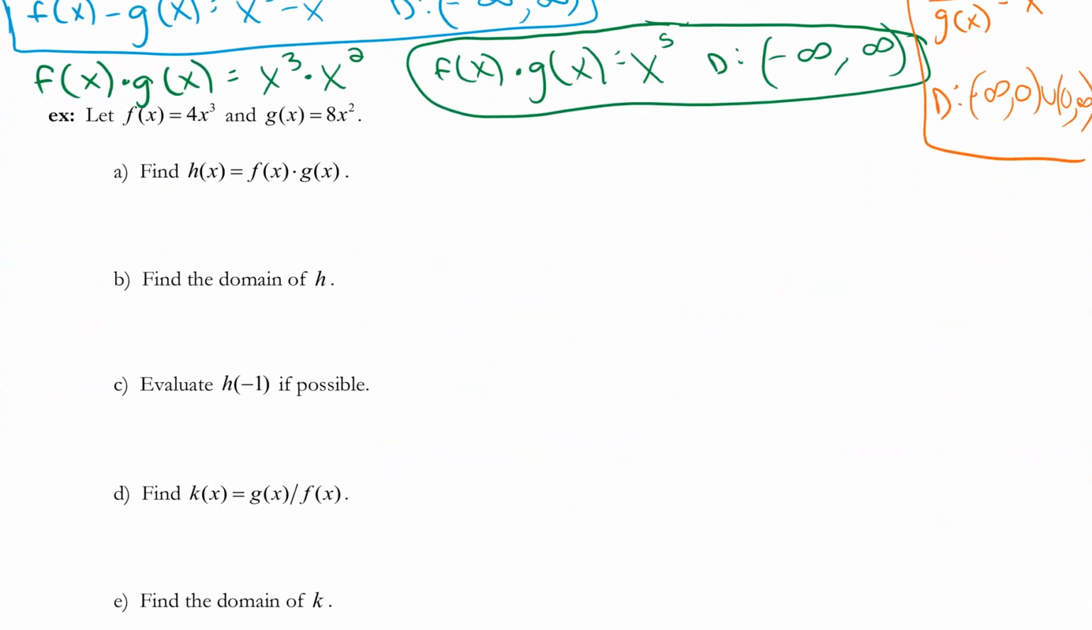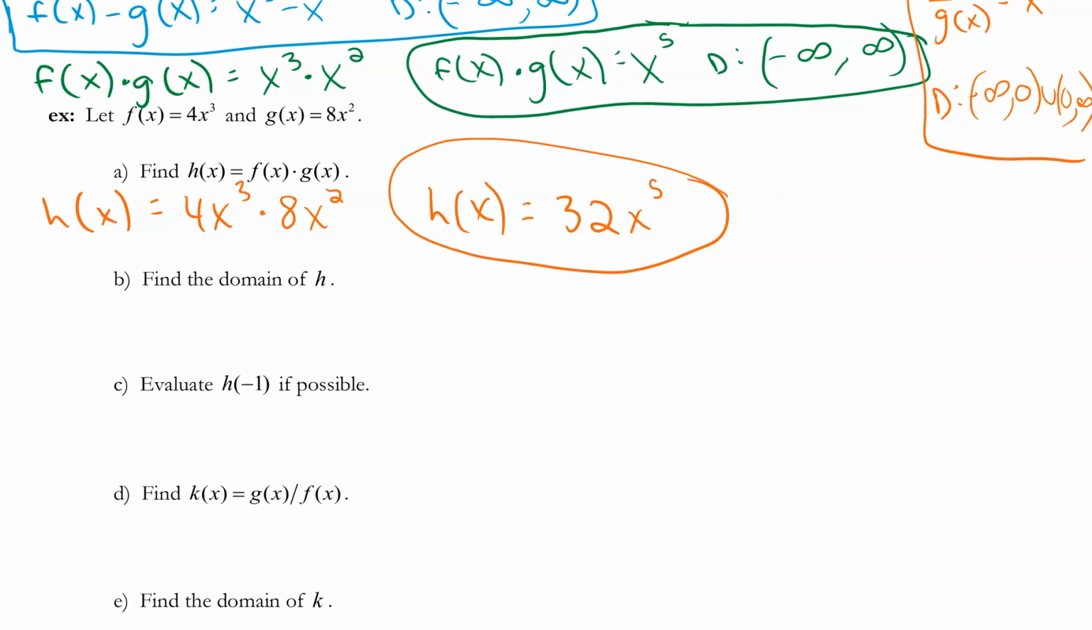All right, let's practice. Let f of x equal 4x cubed and g of x equal 8x squared. Find h of x equals f of x times g of x. Well, h of x then is going to be 4x cubed times 8x squared. Therefore, 4 times 8, you multiply the coefficients, is 32. And then we add the exponents, x to the fifth. The domain, well, x to the fifth, these powers, they all have a domain of all reals, negative infinity to positive infinity. There's no square root or denominator.